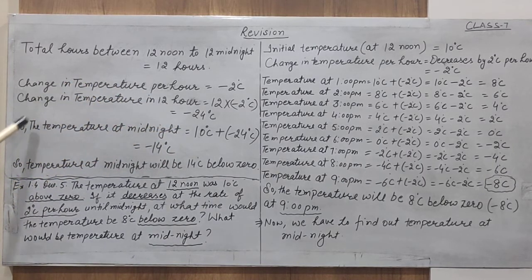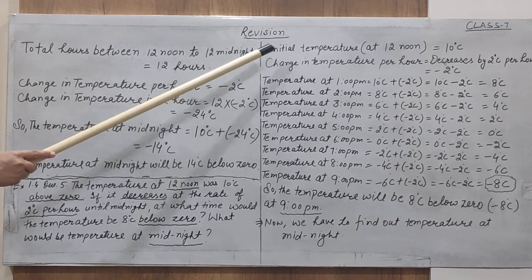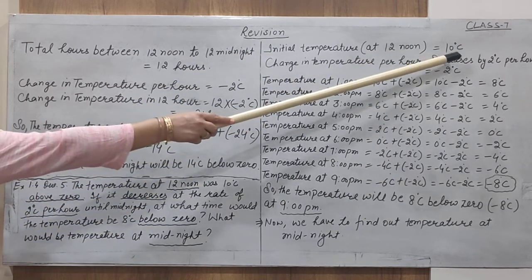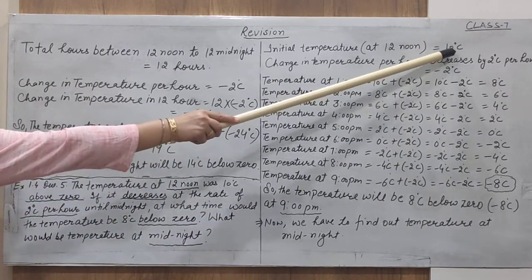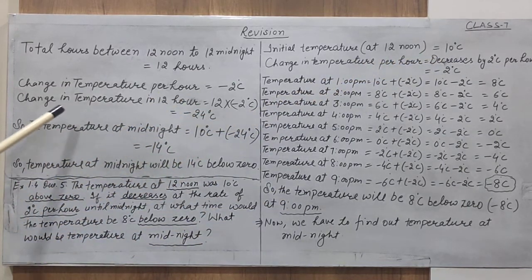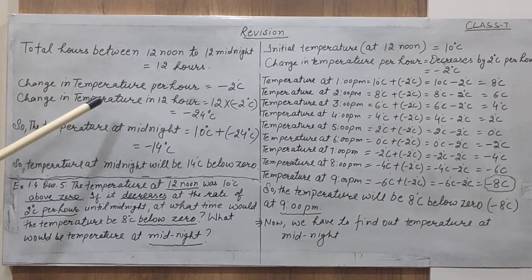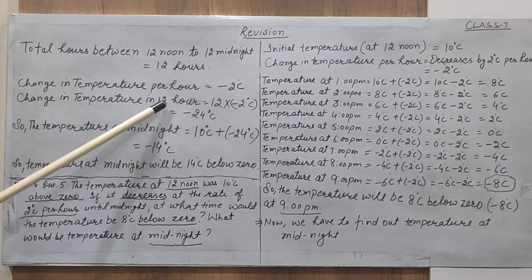But initially at 12 noon, what is the temperature given? Let us understand the first line first of all. Initial temperature, that is already given na, and that is 10 degree Celsius. The starting temperature is plus 10 degree Celsius. And this is the decrease of the temperature, not the total temperature at 12 midnight. This is just the decrease in 12 hours.